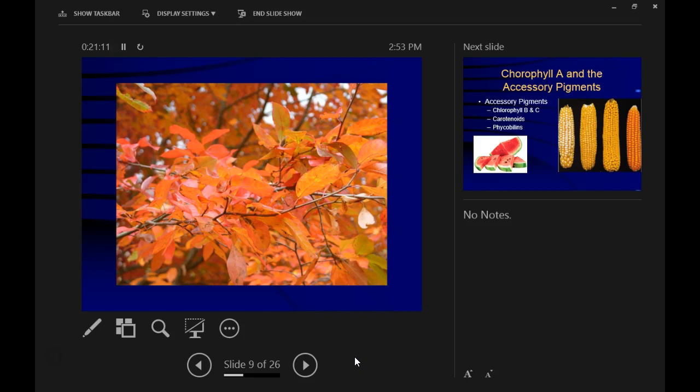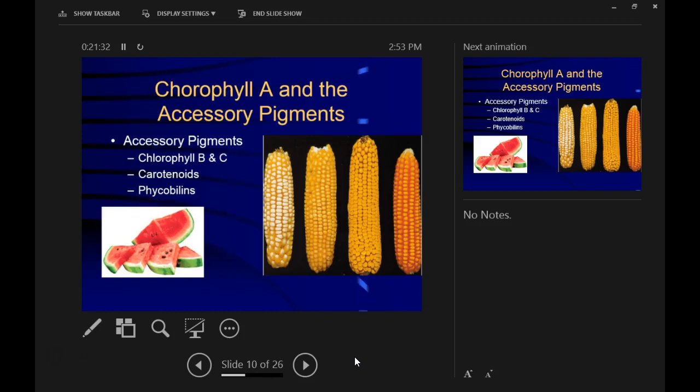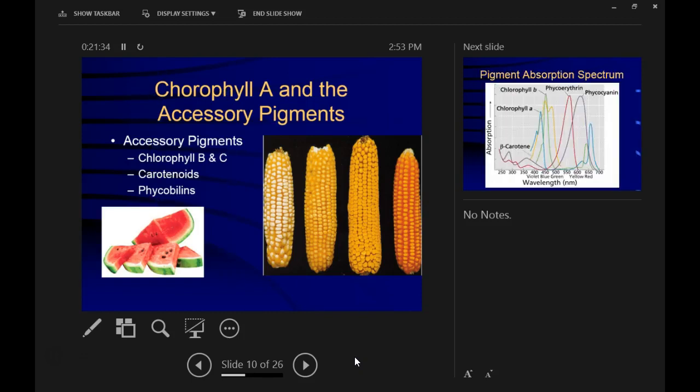Now, these other pigments also play a role. They also are involved in photosynthesis, and we'll see what they do in just a bit. But we have a name for these. If chlorophyll A is our dominant pigment, the other ones are called accessory pigments. There's some beautiful other ones. We've seen chlorophyll B. There's also a chlorophyll C.